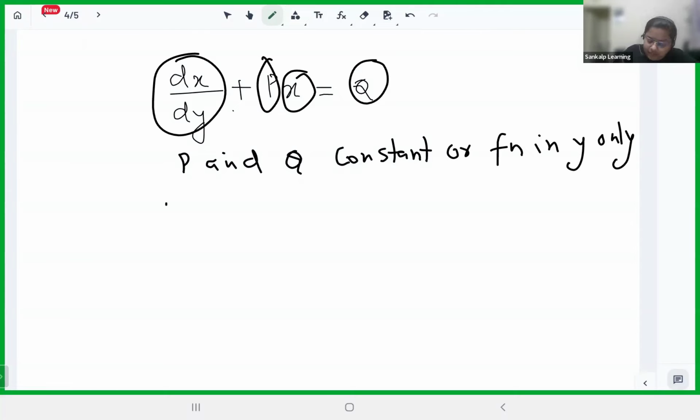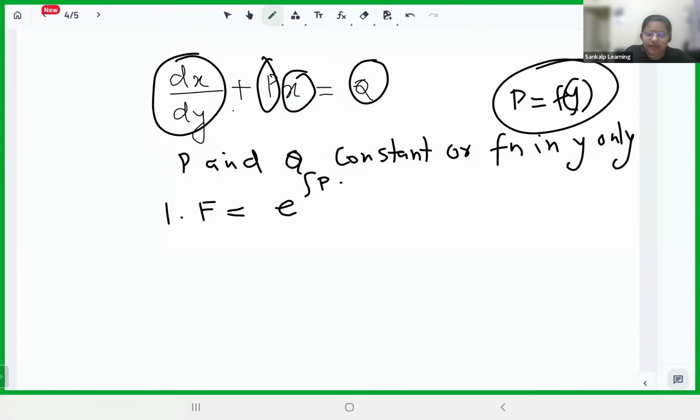Then how will you solve this type of problem? We have to find the integrating factor here, e raised to integral P, and P is a function of y, so you integrate with respect to y: integral P dy. The previous case was integral P dx because P was a function of x. Here P is a function of y. Now what will be the solution?